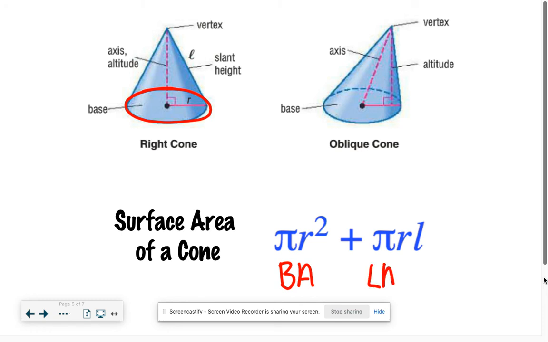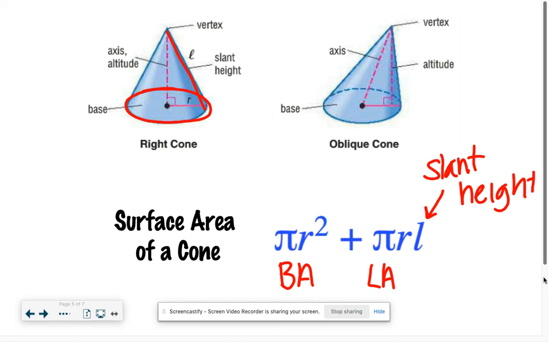And then your lateral area, it's weird. It's pi times your radius times your slant height. L is your slant height. I'd probably write that down. If you don't know it, you'll probably have to do the Pythagorean theorem to get it. But there is your slant height. It's the height from the vertex to the edge of your base. So let's try one of these quick, and then we'll be done for the day.